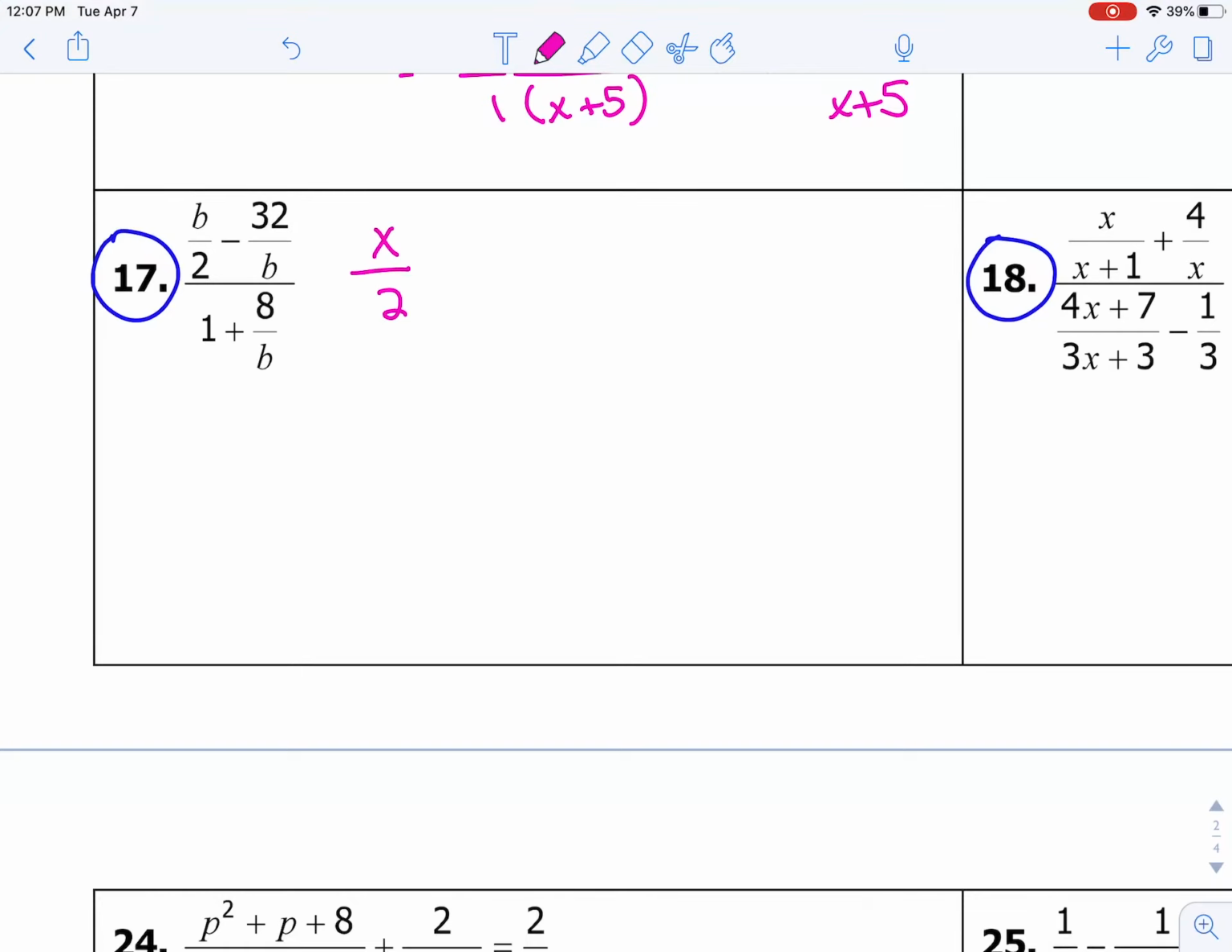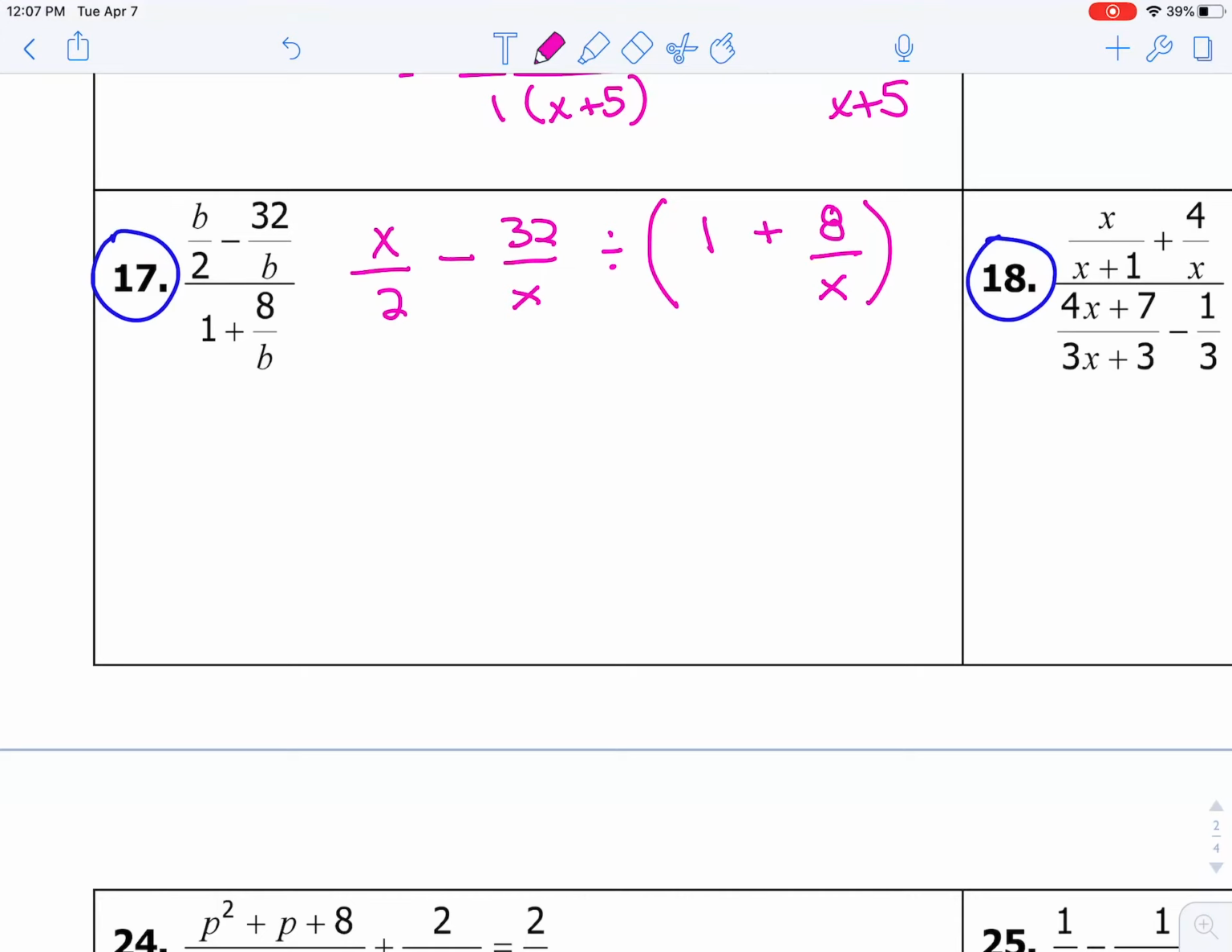So I'm going to have x over 2 minus 32 over x, and then divided by the quantity, remember I have to use parentheses, 1 plus 8 over x. Now I know that this is division that's going to turn into multiplication, but the numerator and the denominator are also rational functions that we need to combine together, and those involve addition and subtraction. So my goal here is to completely simplify the numerator and then completely simplify the denominator, and then put them together.